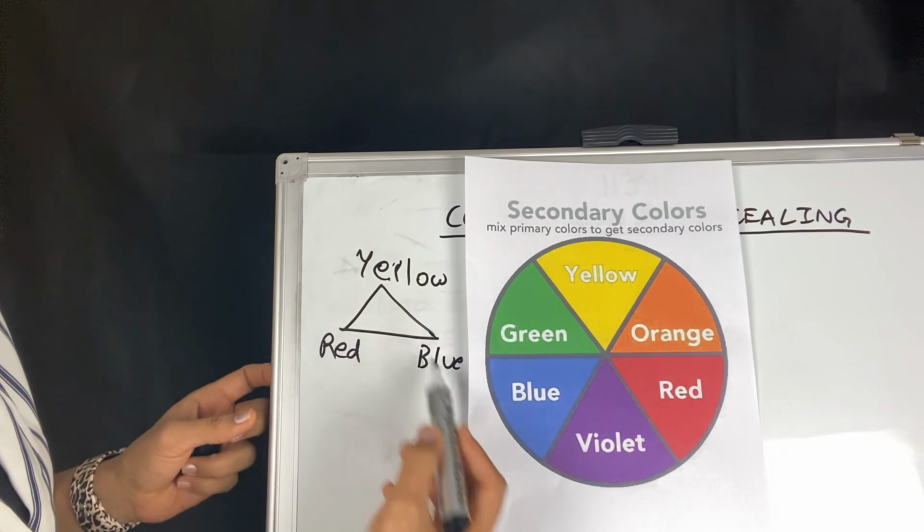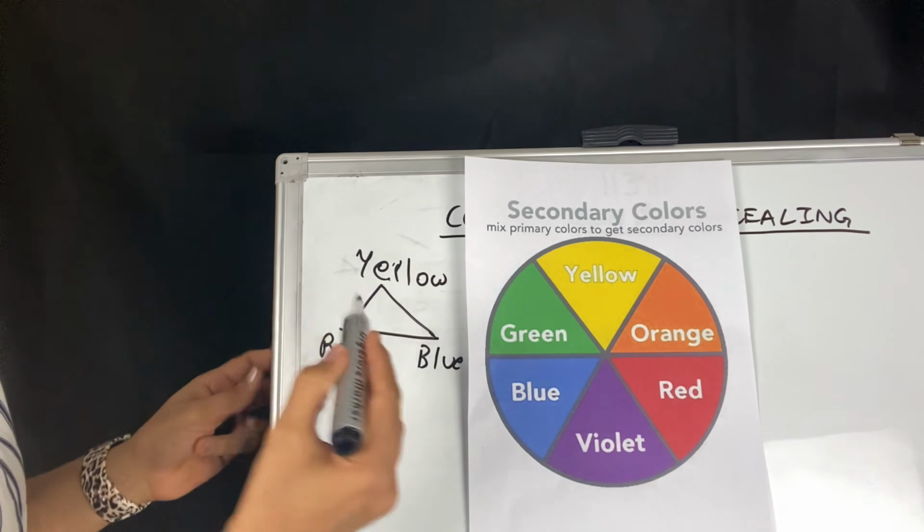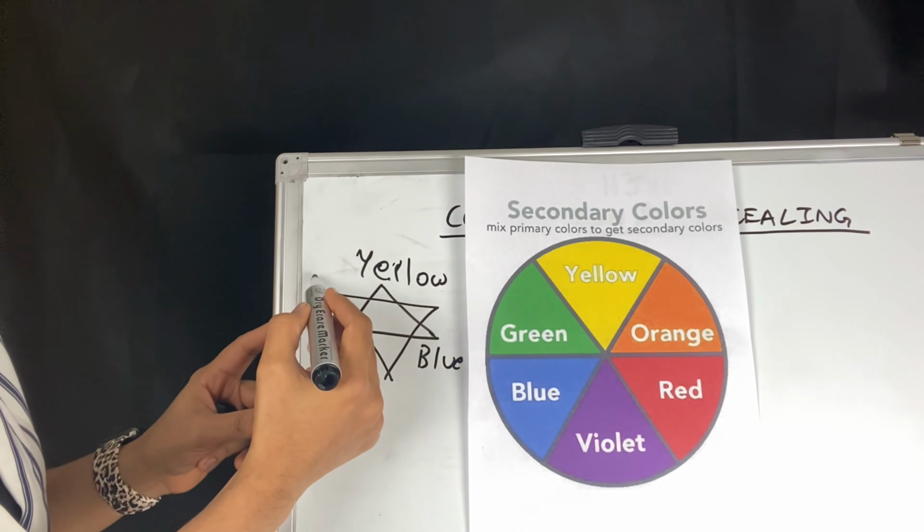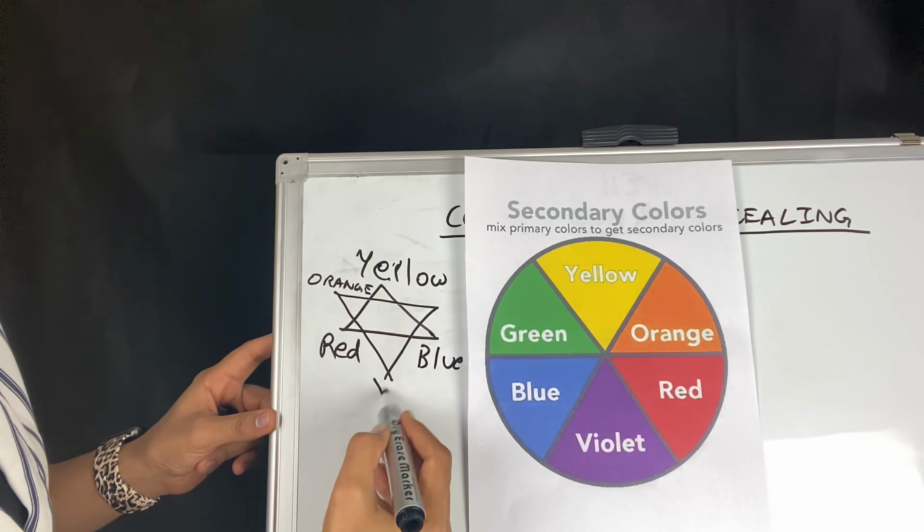So as I said, red, blue and yellow are already present to us from the universe. Now after mixing these three colors, we get all the secondary colors. Mixing red and yellow, we get orange, and we get violet.